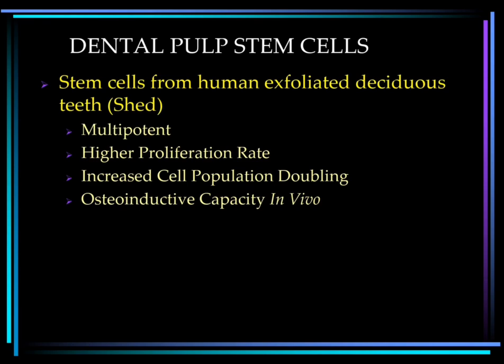So when these SHED stem cells were studied, they found that they exhibit high ability to proliferate and differentiate. Studies have shown that they are capable of generating robust amounts of bone and pulp dentin complex in vivo. When they checked in vivo, they found that they had high osteoinductive capacity.